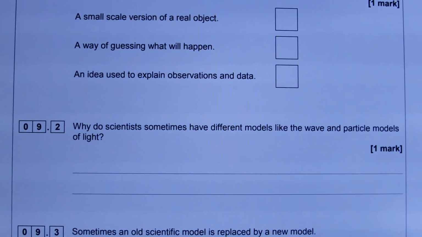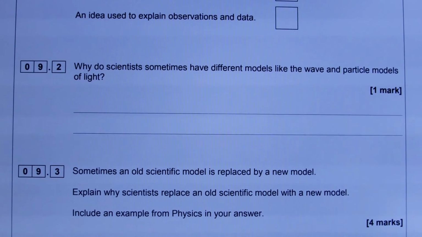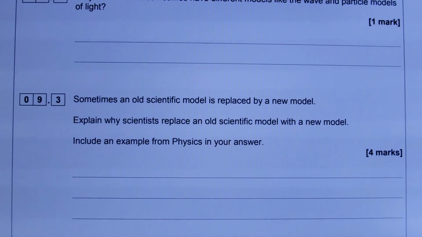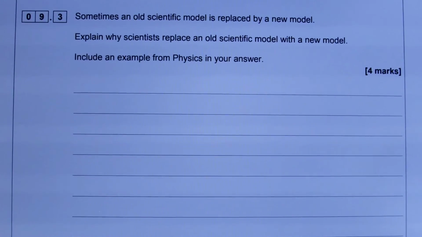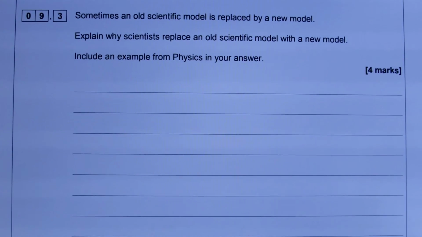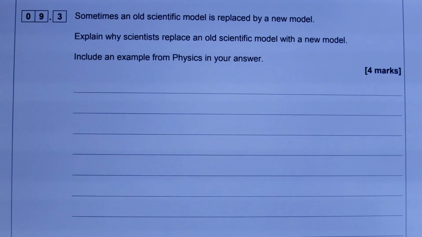Why do scientists sometimes have different models, like the wave and particle models of light? Because they make different observations, get different data. Different models explain different bits of it more tidily. Explain why scientists replace an old scientific model with a new model: because it explains everything the old one did and more stuff besides, or it explains things better, or it makes smaller errors in its predictions. Include an example from physics in your answer. Scientists replaced Newtonian gravitation, F equals big G m1 m2 over r squared, with Einsteinian field equations because they more accurately predict the behaviour of subatomic particles, light passing black holes, even our own star actually, just anything travelling very near the speed of light or at the speed of light, and the precession of the orbit of Mercury.